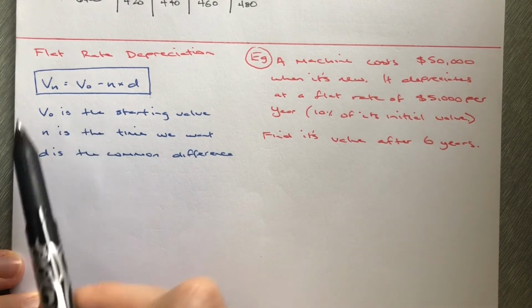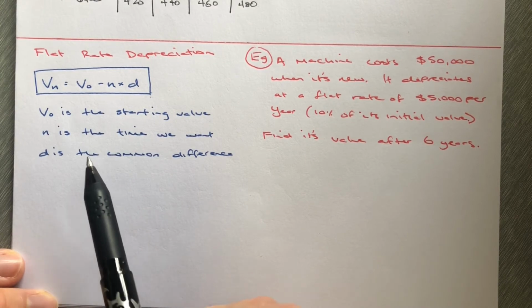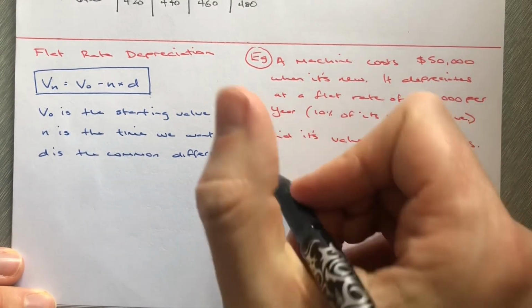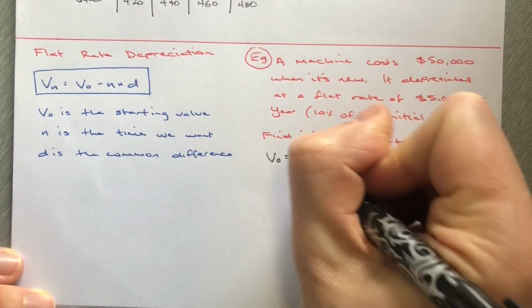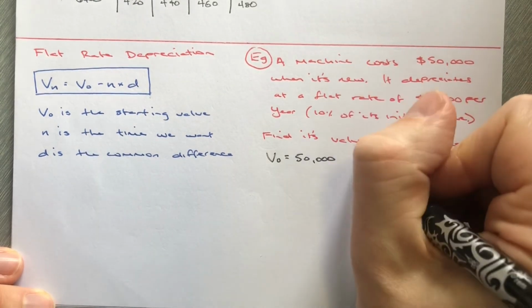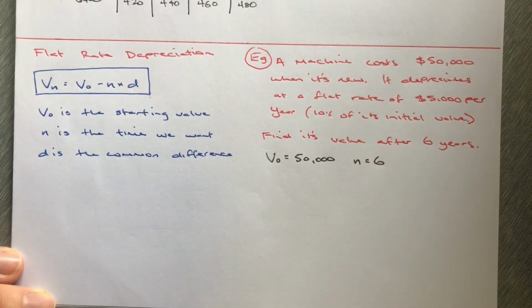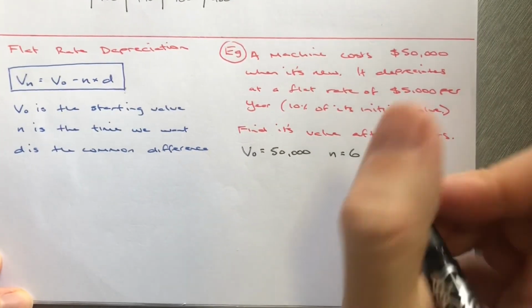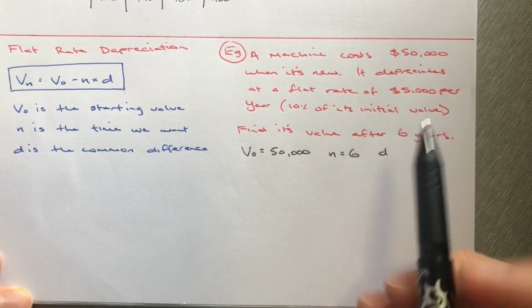Okay, so let's work out these things so we can actually use the formula to work out what we want. So its initial value, V0, is 50,000. Its end value, which is the time we want to know, after 6 years. And D is the common difference. So how much is it going down by each time? So it looks like it's going down by 5,000.